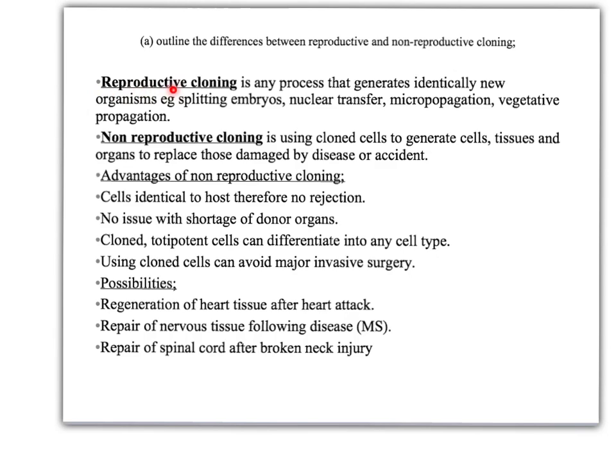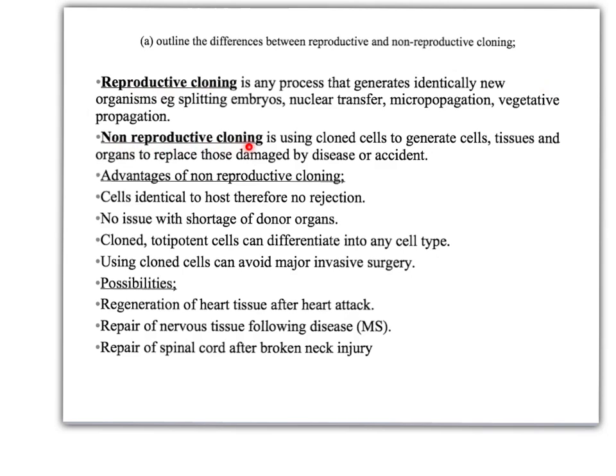Reproductive cloning is any process that generates identically new organisms. This happens naturally, obviously, in the production of identical twins, or monozygotic twins as they're sometimes known. But we can do this in a number of ways. We can split embryos, we can do nuclear transfer, which we'll look at a little bit later, micropropagation of plants, which you look at on this screencast, and artificial propagation or vegetative propagation in plants, which we'll also look at. So reproductive cloning is actually producing whole new individuals, be they plants or animals.